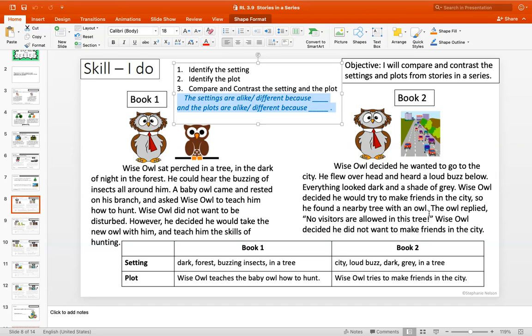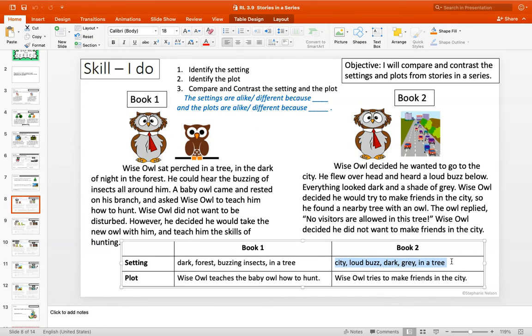The setting is different in many ways. The setting is different because in the first book, it takes place in a dark forest with buzzing insects. In the second book, it takes place in a loud city with loud buzzing car sounds. They're both kind of dark. They're alike in that way. They're both dark, gloomy settings. And there is a tree in both settings. So that is how they are alike and different.